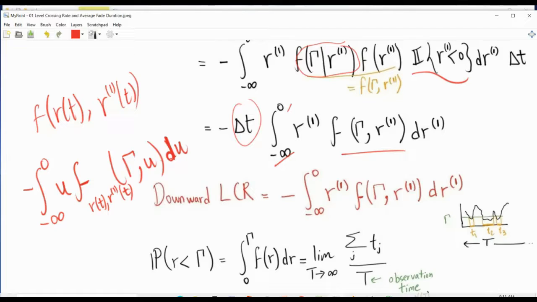Okay, so to compute something like the LCR, you need the joint distribution of a random process and its mean square derivative. Okay, so it is needed to do this type of analysis. And so you will do something like this. Of course, the simplest process for which you can compute such a joint distribution is a Gaussian process.